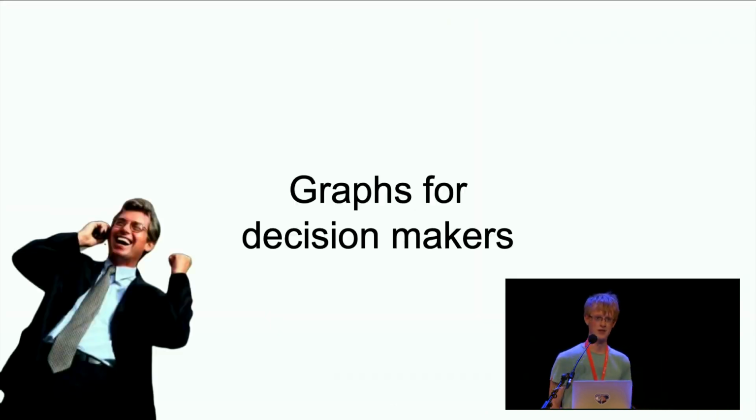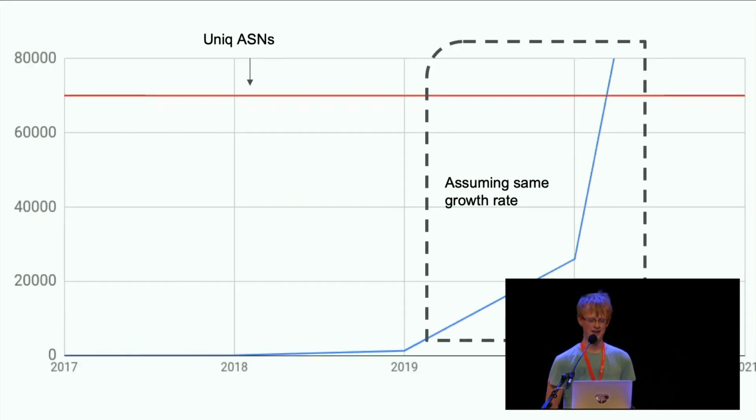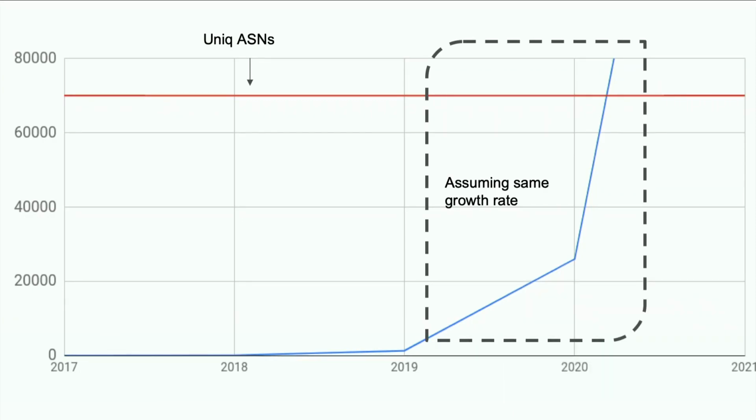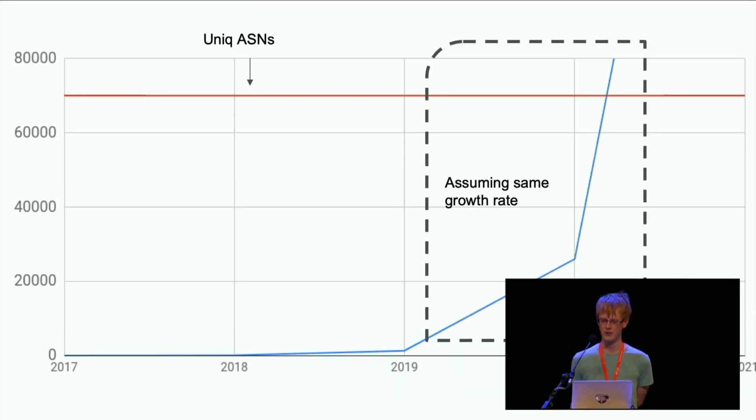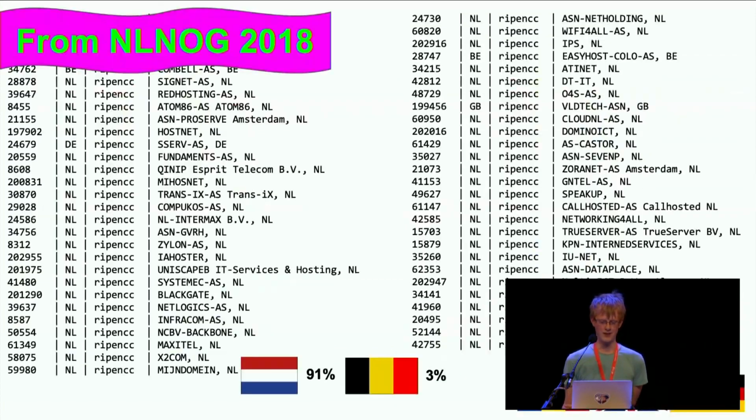So, obviously though, this is not very useful information. We need graphs for decision makers. So bear with me. There's going to be some interesting graphs now using prediction. Assuming the same growth rate, we can assume that we will eventually, by 2021, have more ASNs doing RPKI than there are ASNs. So I should say that, assuming the same growth rate, we're sorted. Just keep doing what you're doing. We'll be fine. Perfect.